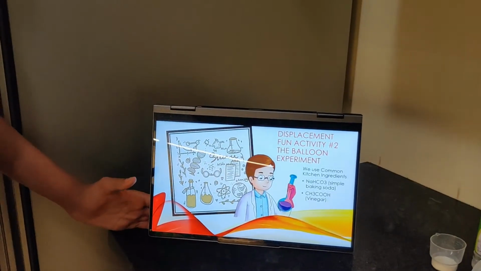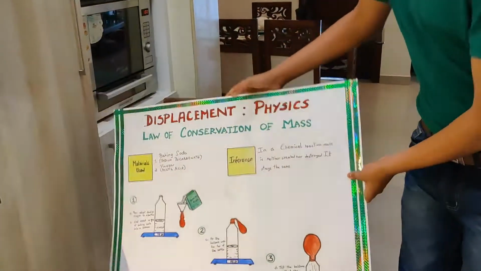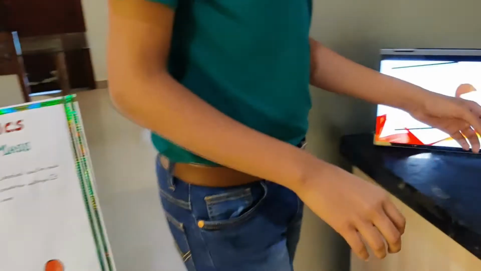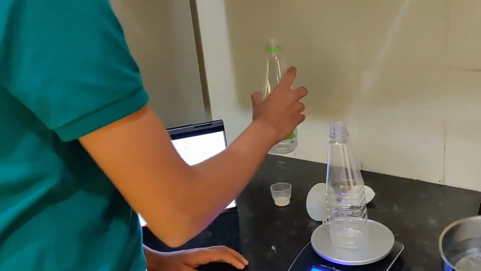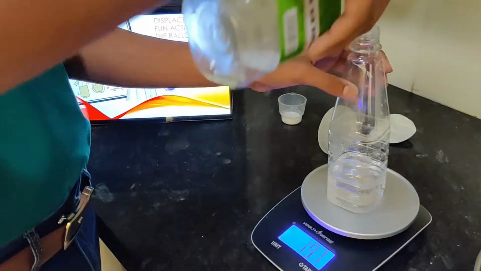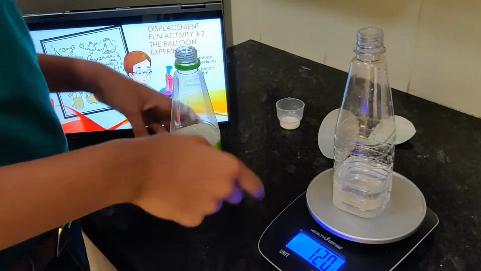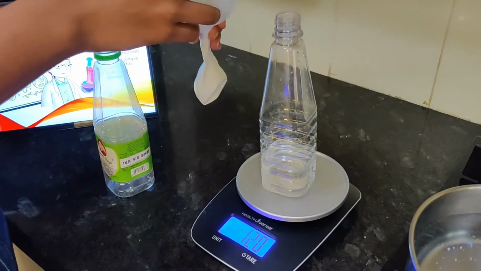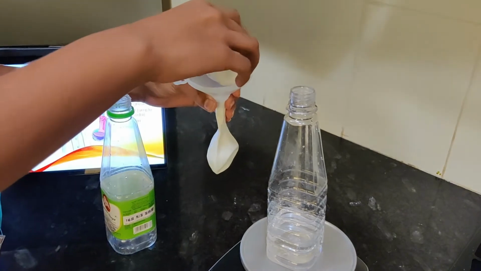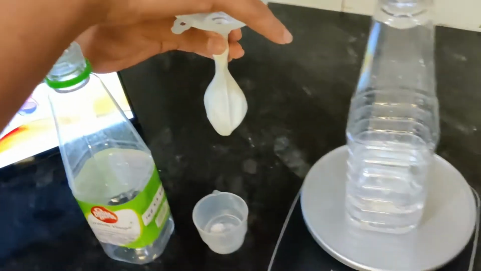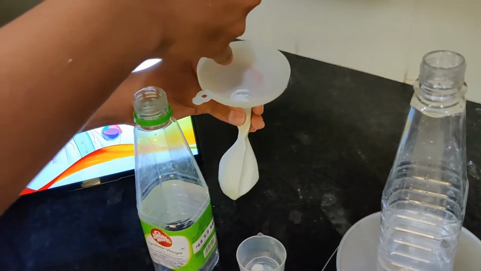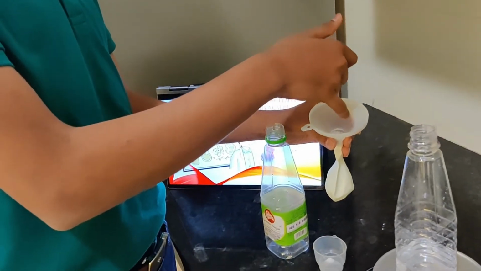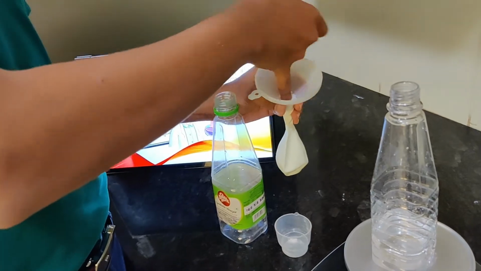Here's the second fun activity. First, now this is the weight of the bottle. Now we should add the baking soda inside the balloon. We added vinegar inside the bottle. The reason I am doing this is because some of the baking soda blocks the funnel. So it's important to stir it when it's going in through.